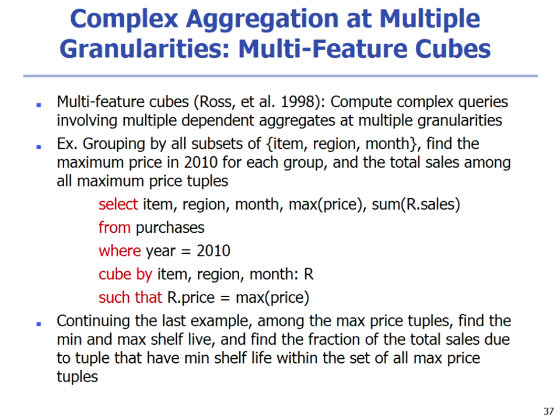After that, we have to specify what we will cube by. In our case, we will cube by item, region, month, such that R.price equals max price. So this is an example of complex aggregation at multiple granularities, multi-feature cubes.